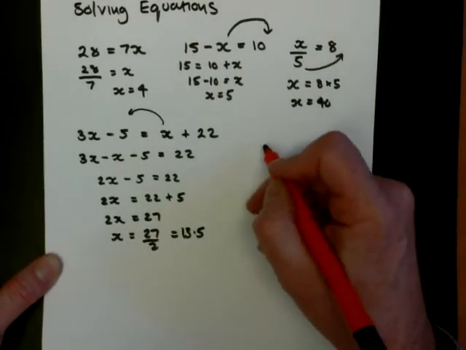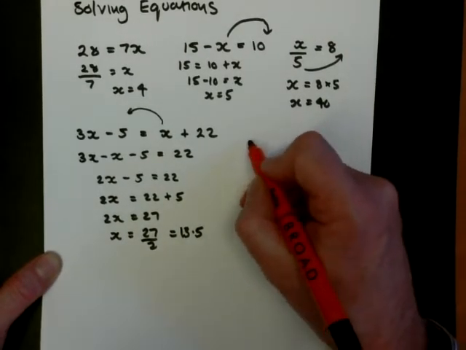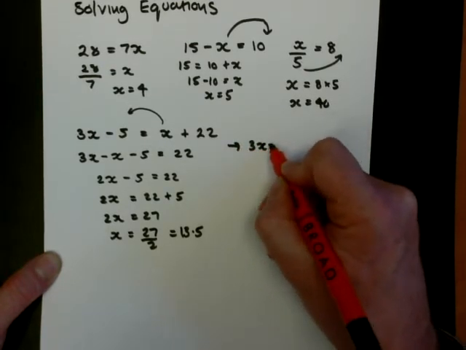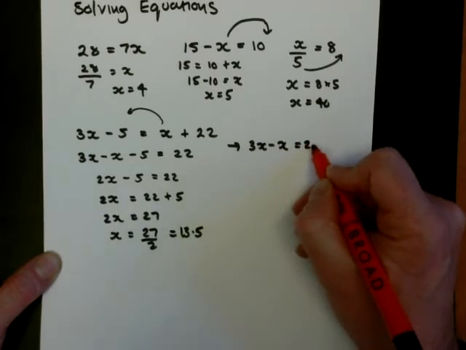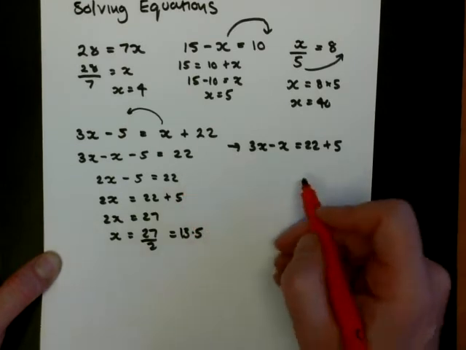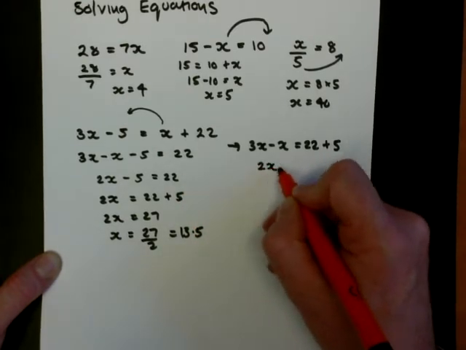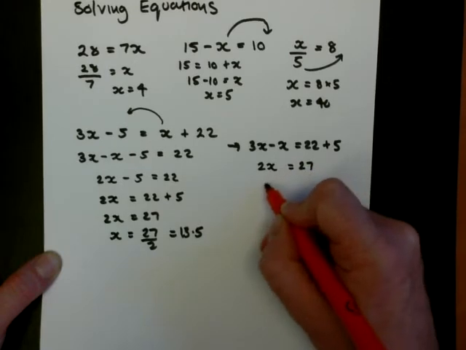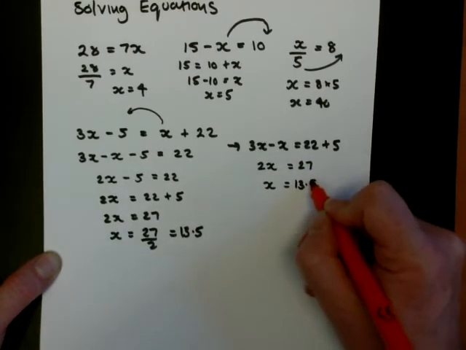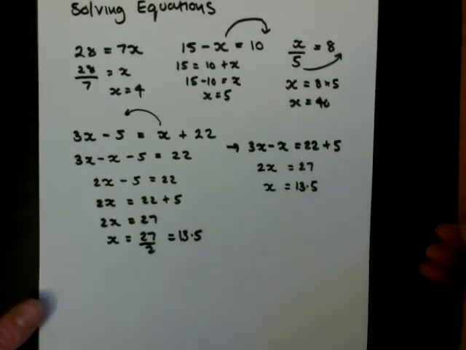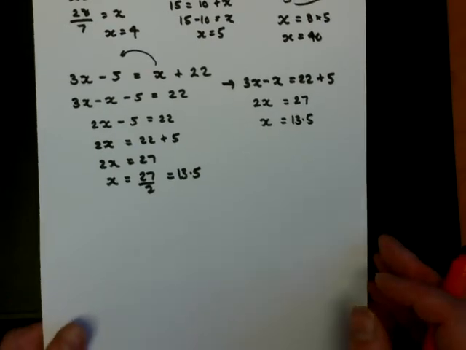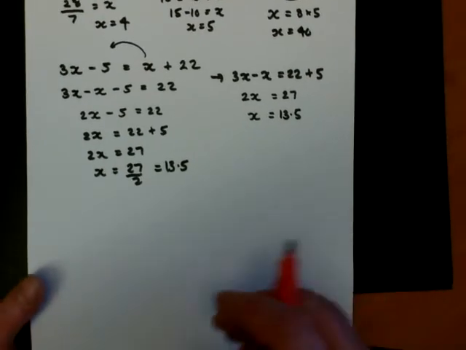Now, I'll show you a faster way of doing that. I could have moved my x's to one side and my numbers to the other in one go. So I could have said it was 3x minus x equals 22 plus 5. That misses out a step really. Then I do both steps, 2x equals 27, and then I can write x equals 27 divided by 2, and write 13.5. So you don't have to write lots and lots of steps, I'm just doing them so you can see exactly what's going on.